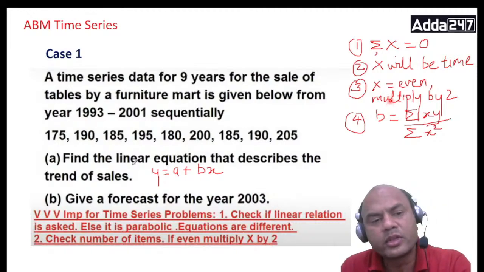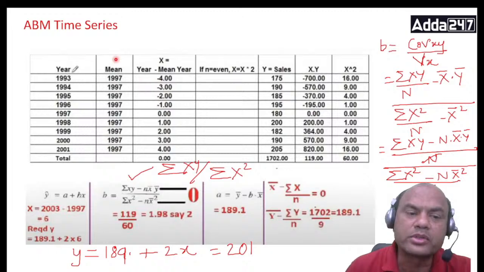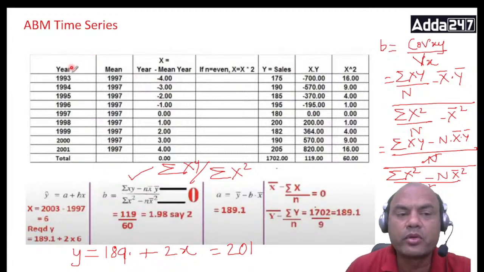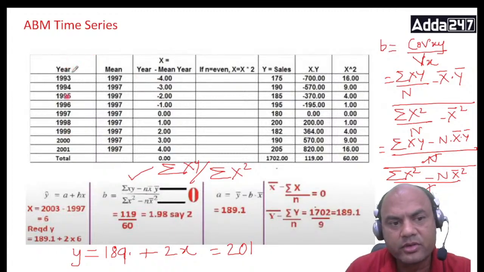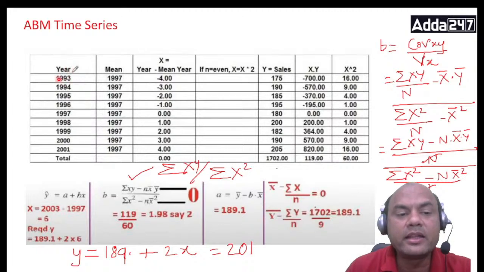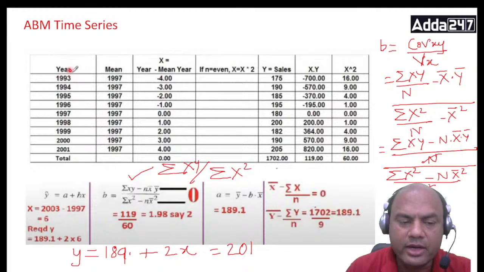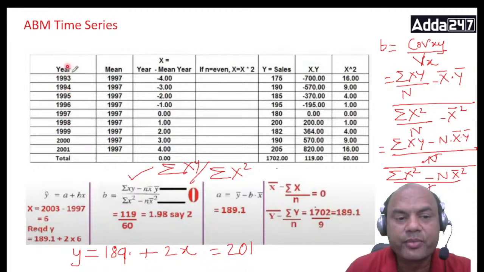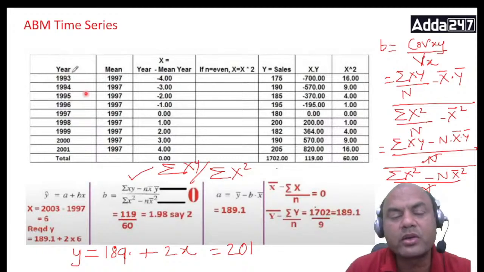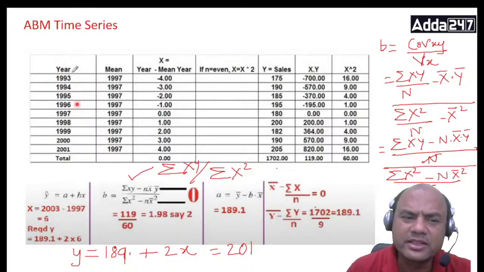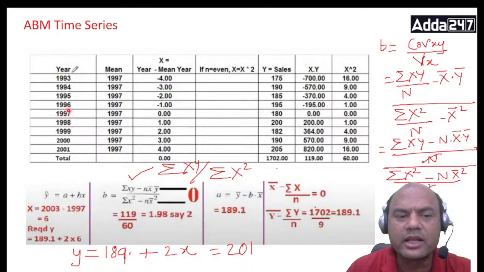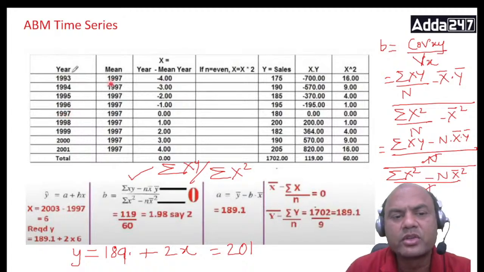Okay, so let's start now. Look at this. How to solve this? Firstly, what you have to do: write all the years. What are the years given? 1993 to 2001. See this, 93, 94, 95, write them down. Then find the mean of this, the average. What will be the average? If it is an odd number, then it's very easy. The central number will be the average. So 1997 is the average over here. So I'll write this mean over here.